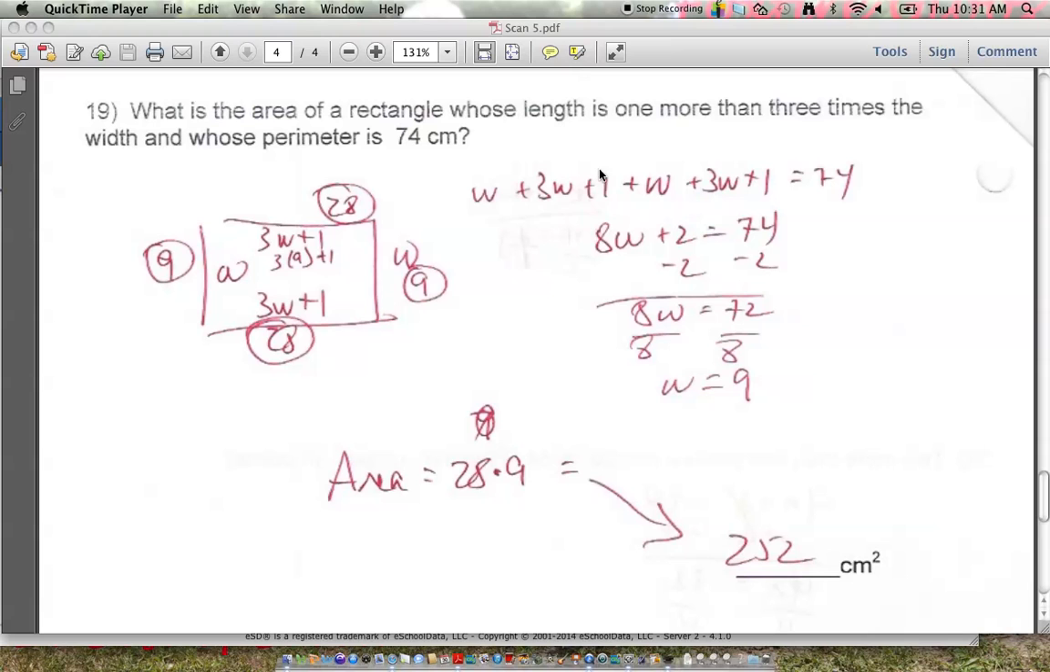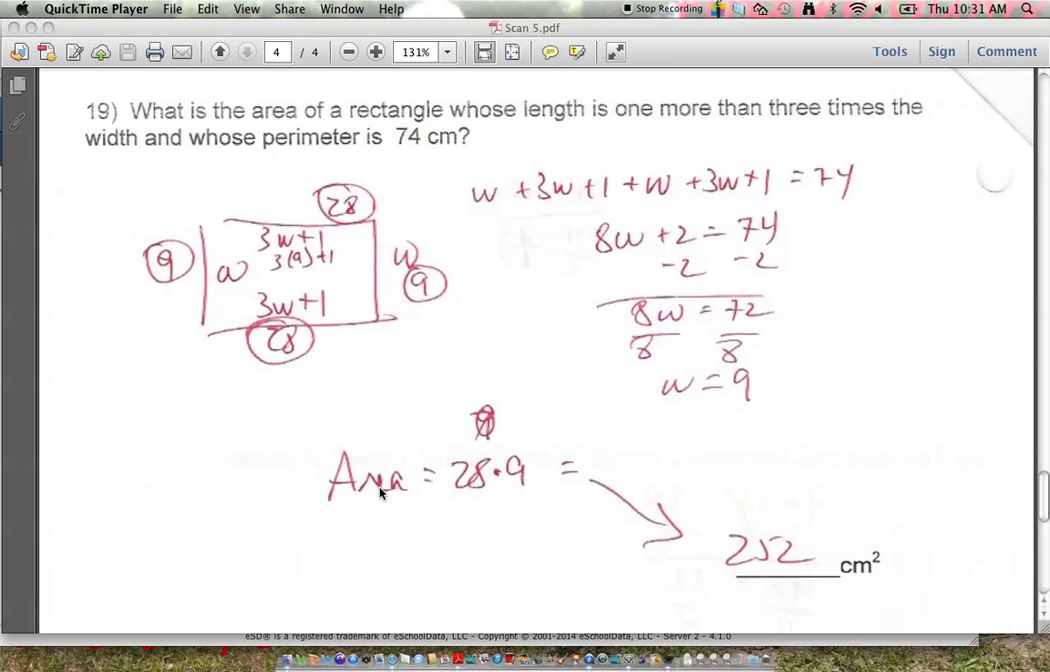So 1 point for the table, 1 point for the equation. Then, same side, same operation. I should see 8W plus 2 is 74. Solving it is worth another 2 points. You get to the point where W is equal to 9. Okay? So that's 4 points out of 5.